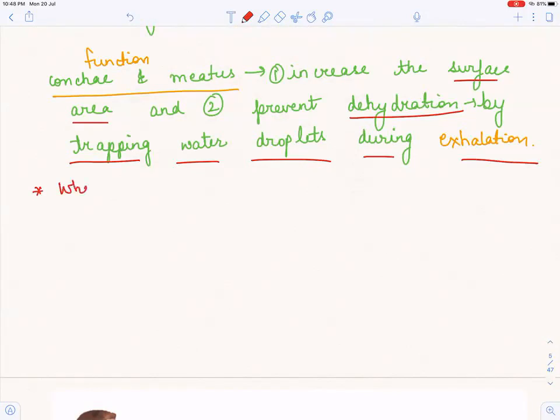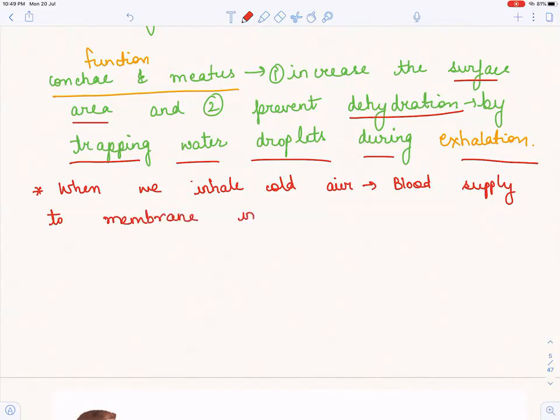What happens when we inhale cold air? Blood supply to the respiratory epithelium increases. Why does it increase? Think, because blood supply increases, which results in heat radiation. And with heat radiation, what happens? The air gets warmer. Very nice.